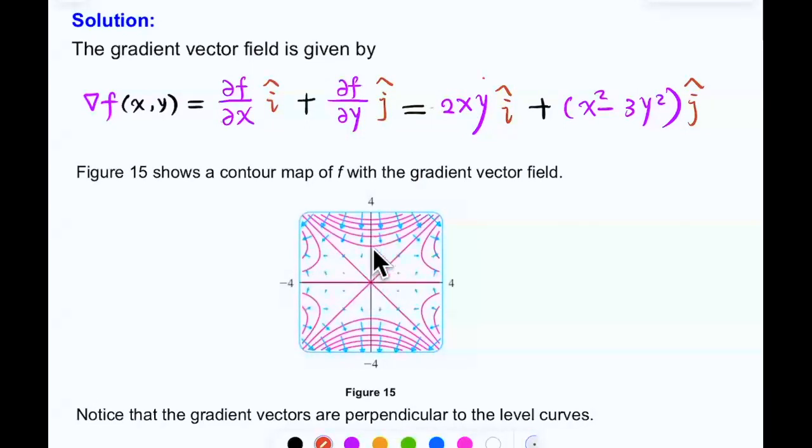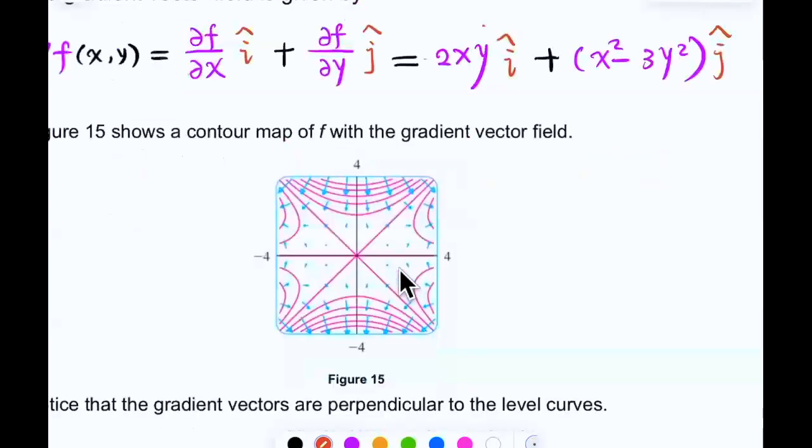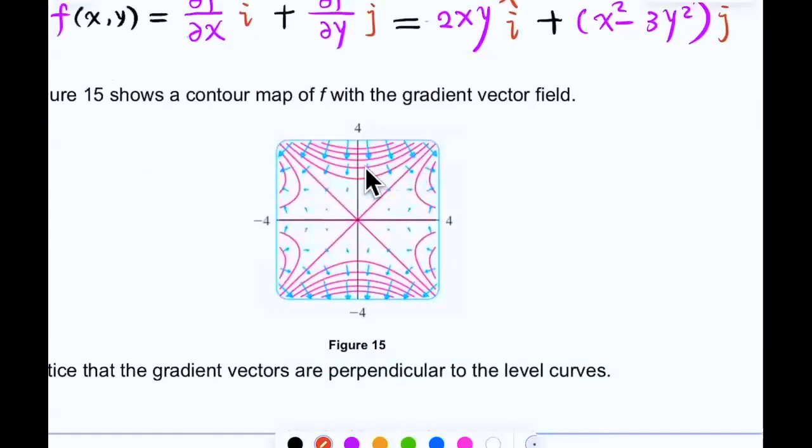Also, what do you notice? The gradient vectors, the blue arrows, are orthogonal to the level curves. The pink ones here are the level curves of this scalar function. Look at the blue one, it is perpendicular to the level curve, so it forms a 90-degree angle with the level curve right here. What else do we want to see?